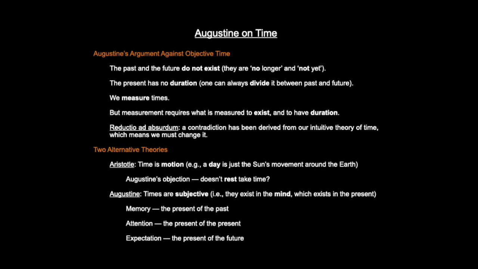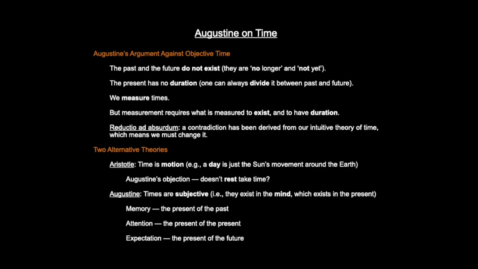Okay. So what's Augustine's actual answer? His answer is that, essentially, time as we experience it is subjective. Right? And the way he will do this is he will say, in fact, what we have are memory, the past of the present, attention, the present of the present, and expectation, the future of the present.